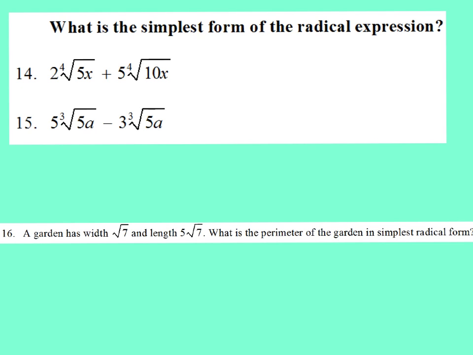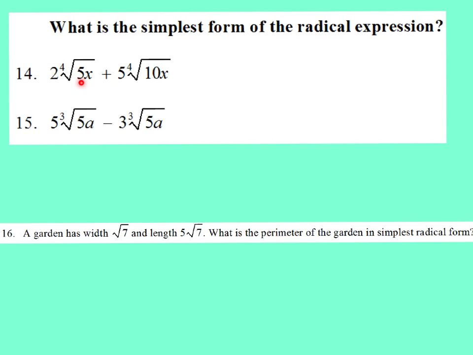Alright, numbers 14 and 15, they say, what is the simplest form of the radical expression? Well, notice in 14 and 15, we're combining by addition or subtraction. And in order to do so, you need the same index and you need the same radicand. And then you just add the coefficients on the outside, or you subtract them. Well, in number 14, we have 4 as our index, so that's good, but our radicands are different. This is a 5x and that's a 10x. So if we can break it down and change it to make it the same, then we should.